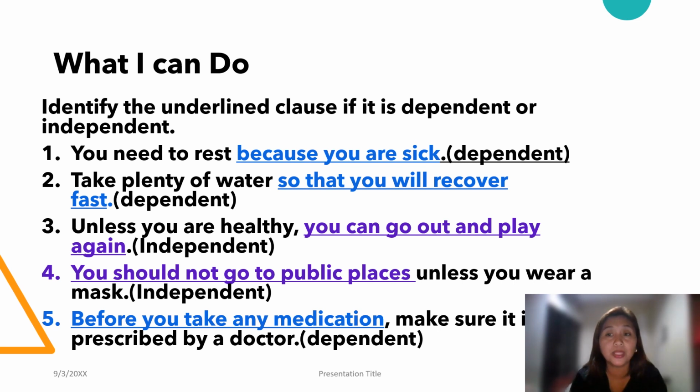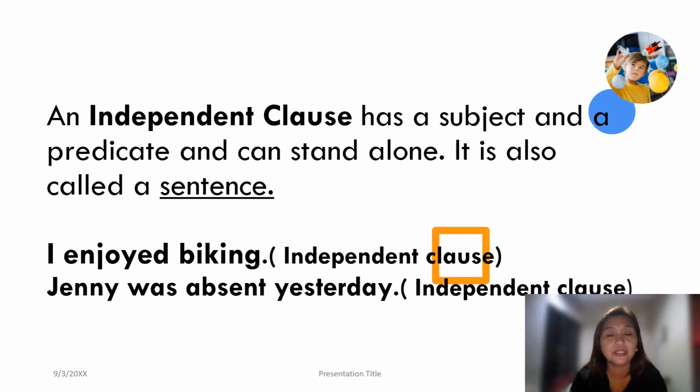So I hope that you understand our lesson for today, which is subordinating conjunctions, and the independent clause and dependent clause. So always remember that independent clause has a subject and a predicate and can stand alone. And it is called a sentence, right?